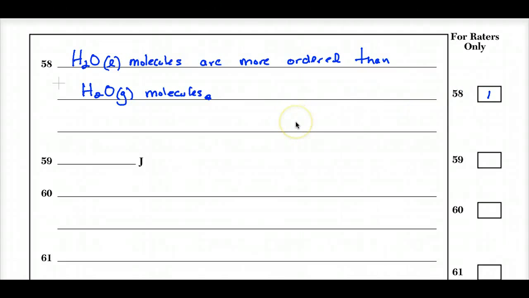And certainly you could say that H2O gas molecules are more disordered than H2O liquid molecules. But notice I'm using molecules. I'm talking about the particles. Somehow in your question you have to phrase it in terms of the arrangement of particles. Okay? But there's so many different ways you could say this and get this question right, as long as you're on the same line of thinking.